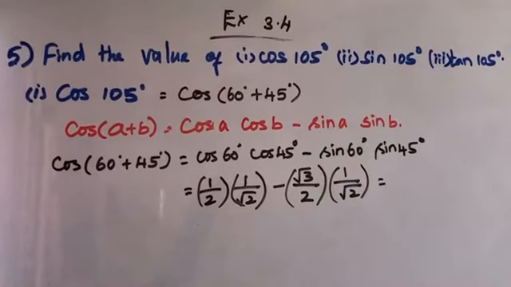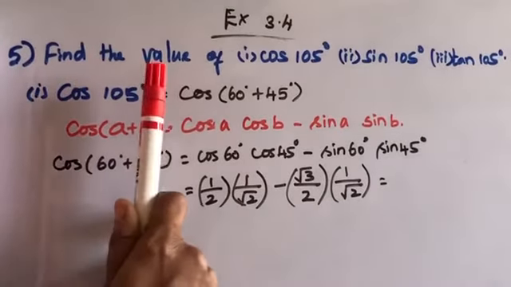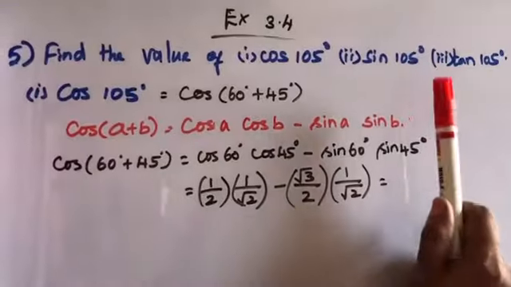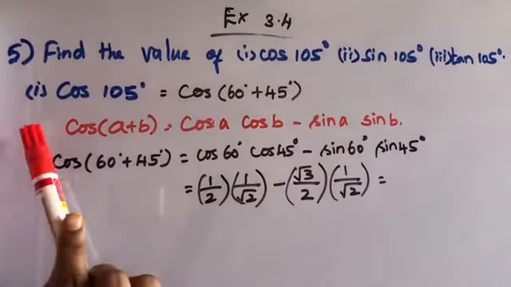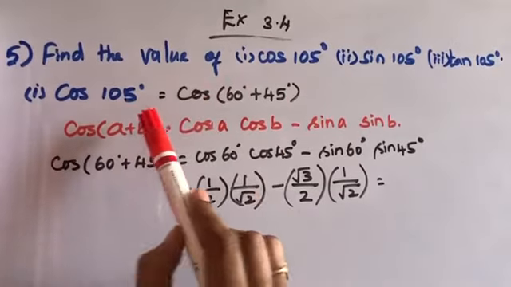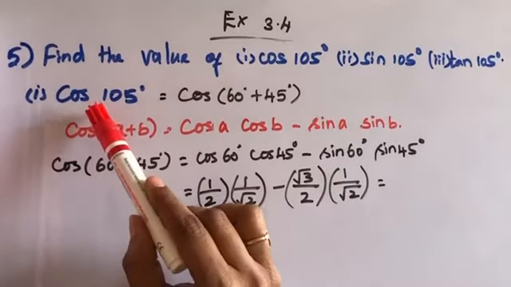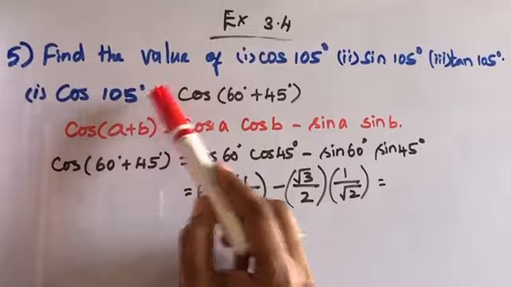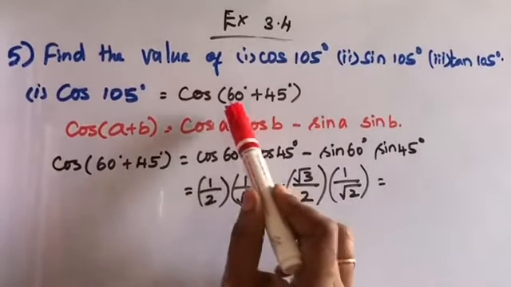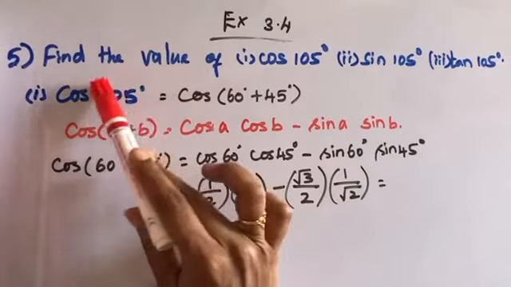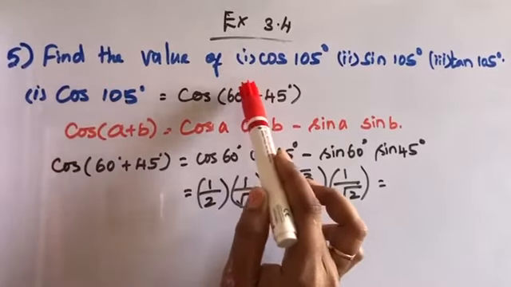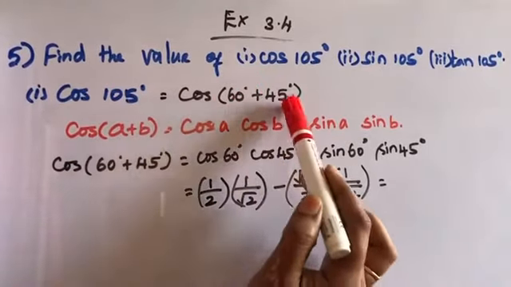Fifth one, find the value of cos 105, sin 105 and tan 105 degree. First one, cos 105 degree. I split 105 as 60 plus 45. 60 plus 45 is equal to 105, isn't it? So, I am splitting the value into the known values.